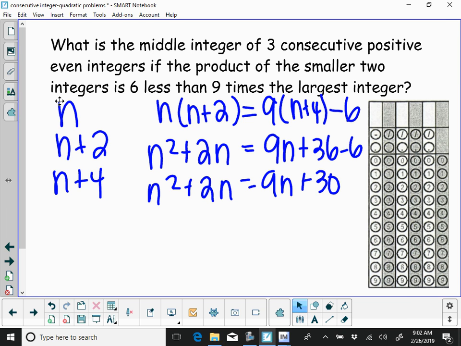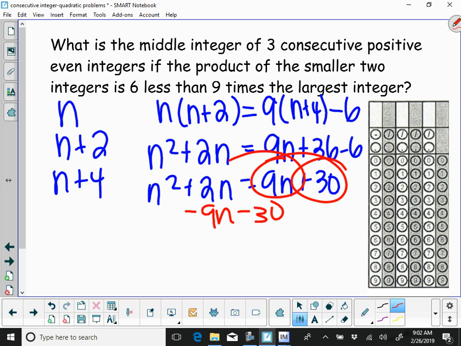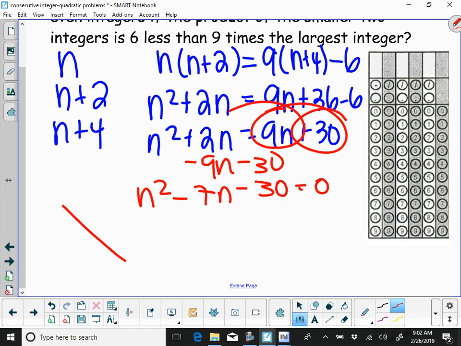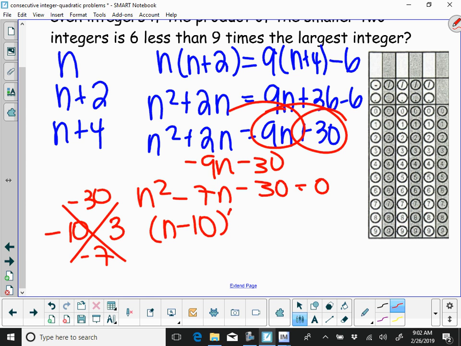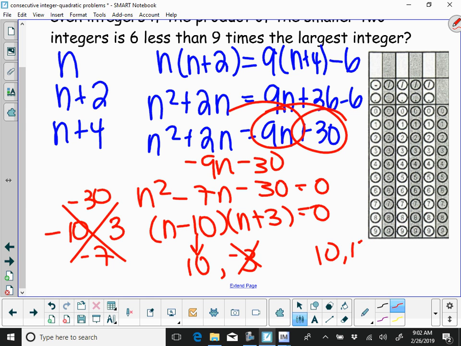All right, so now we're going to move, right? We're going to subtract 9n, and we're going to subtract 30. So that gave you n squared minus 7n minus 30 equals 0. X box was negative 30 and negative 7, and that was negative 10 and 3. Okay, and that gave us our answers of 10 and negative 3. Okay, so it is 10, 12, and 14, and which one did they ask for? The middle, so it would have been 12.